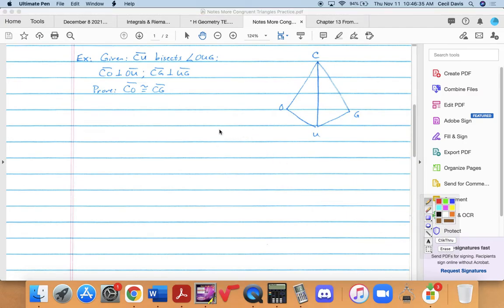So let's do a 2-column proof for this one. So we have our statements and our reasons. We have all this given information.